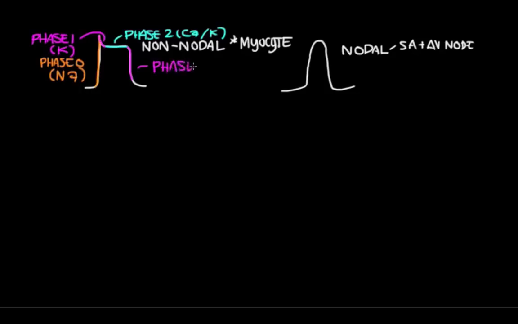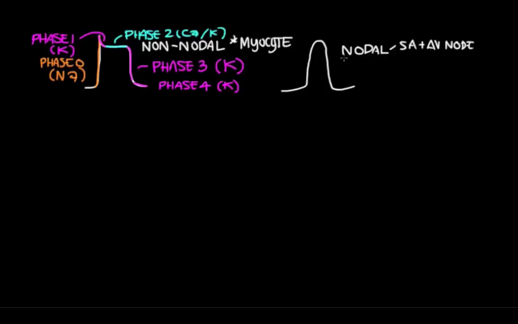So phase 3 is this decline in voltage, and it's a repolarization phase caused by a lot of potassium channels being opened, which brings us down to baseline, and that's phase 4. And this is your resting membrane potential, and this is mediated by the cell being freely permeable or open to potassium. So that's the action potential for a non-nodal cell. And again, this is the action potential for a cardiac myocyte or a cardiac muscle cell.